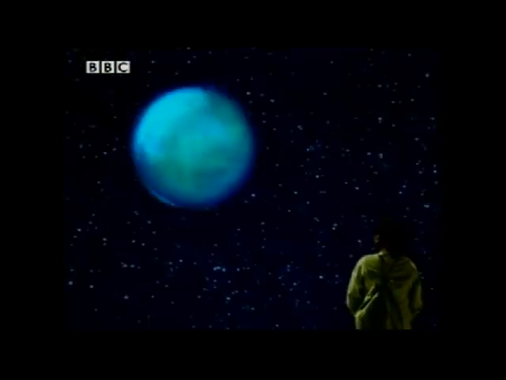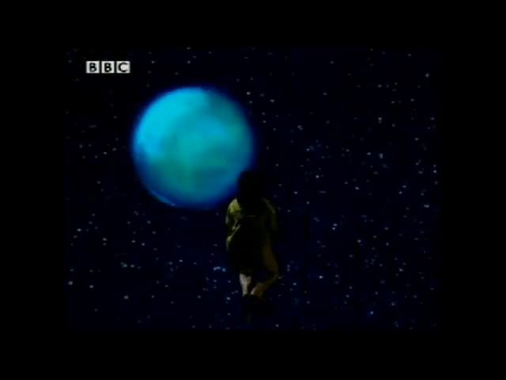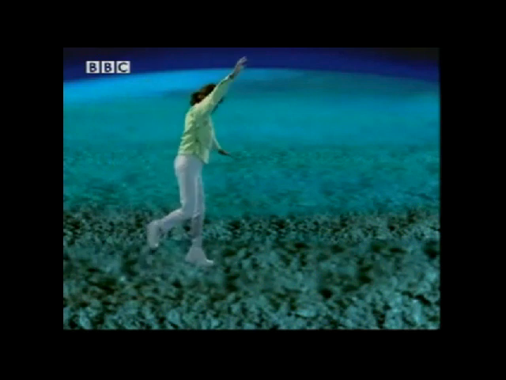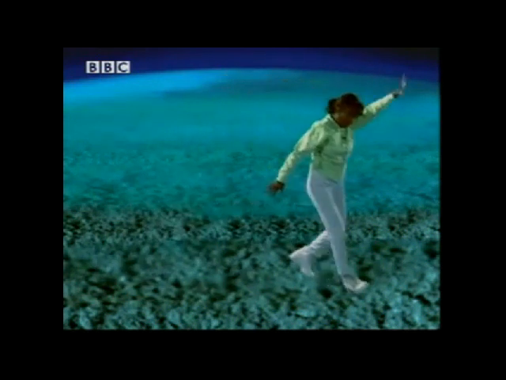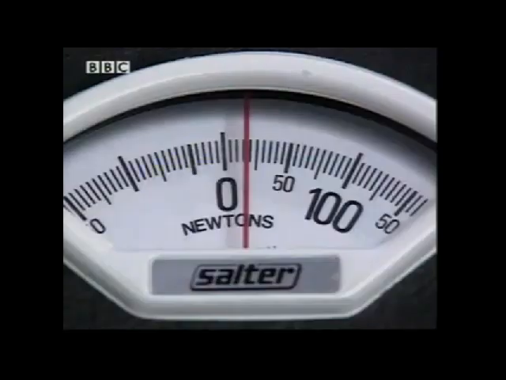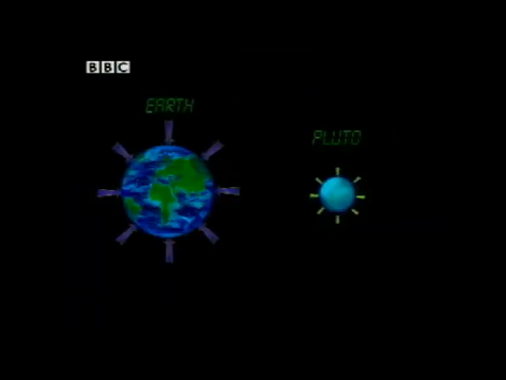Nearly made it to the most recent planet to be discovered and furthest away from Earth, Pluto. Pluto's even smaller than our moon. My mass is still the same, 55 kilograms. But my weight is only 20 newtons. I weigh the same as a couple of boxes of cornflakes weigh back on Earth. On Pluto, the force of gravity is much, much weaker than on Earth.